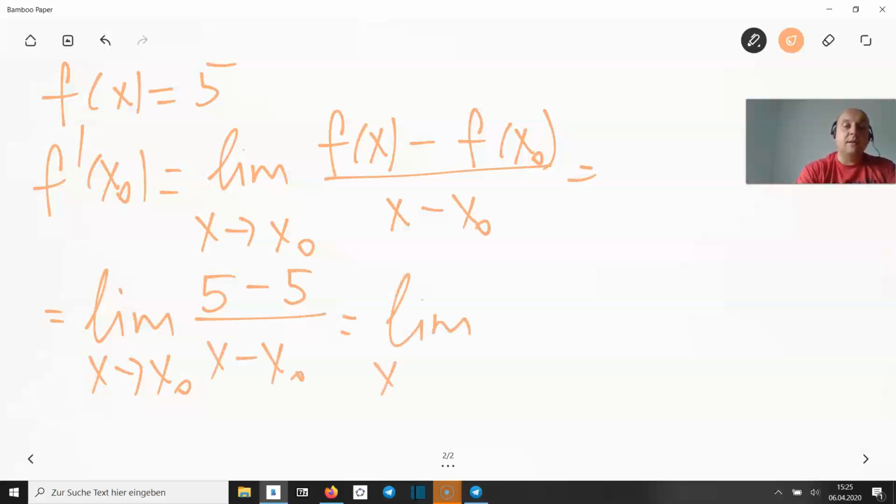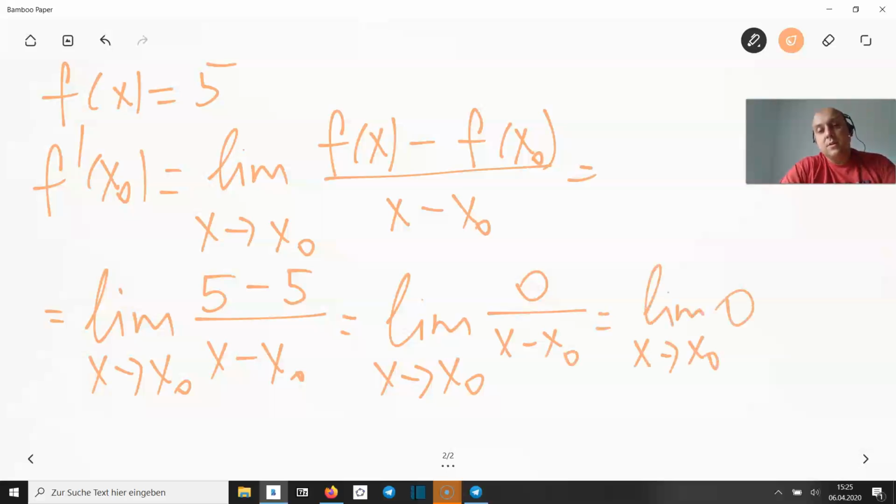And that would be a limit x towards x0, 0 divided over x minus x0. That's a limit x towards x0 of only 0, because we divide nothing by a factor which is unequal to 0. And now our value 0 is not dependent on x, so the outcome is just 0. All right, the same result. It's clear the tangent line must be parallel to the x-axis itself.